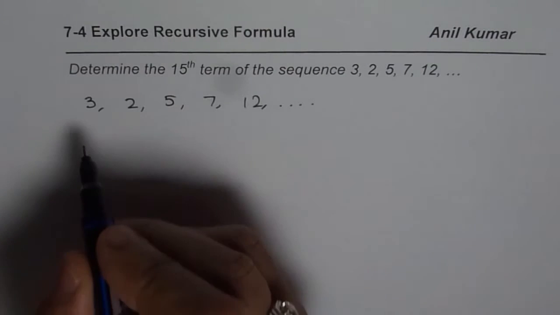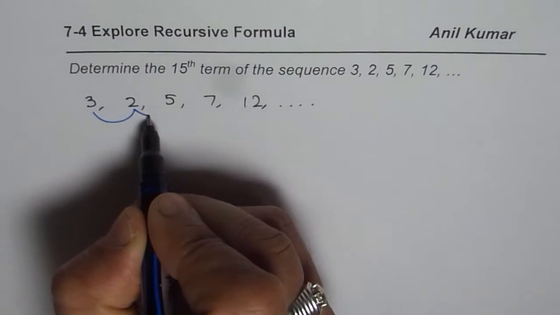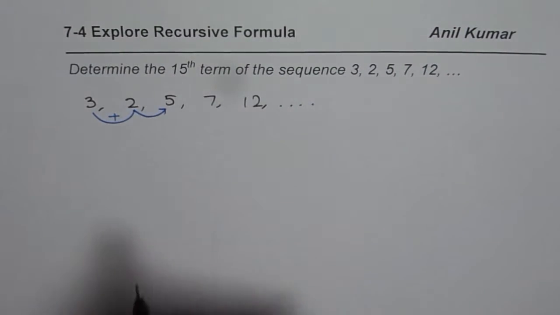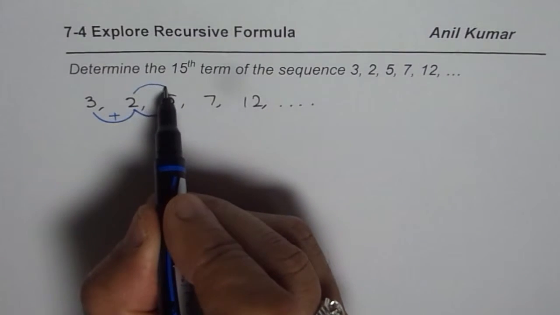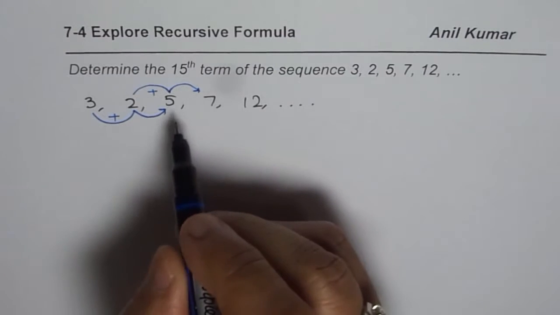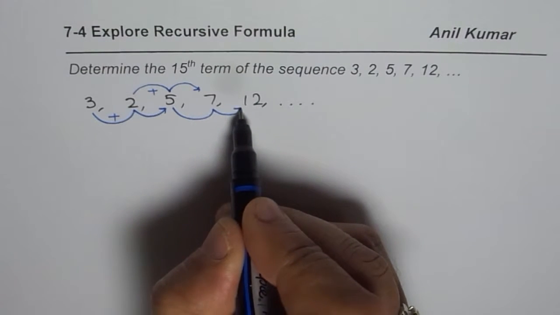Well, if you notice, adding 3 and 2, I get 5, correct? So when I add 3 and 2, I get 5. And if I add 5 and 2, I get 7, right? Similarly, if I add 5 and 7, I get 12.